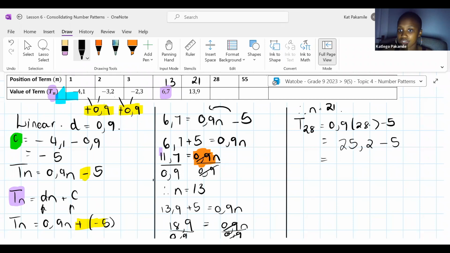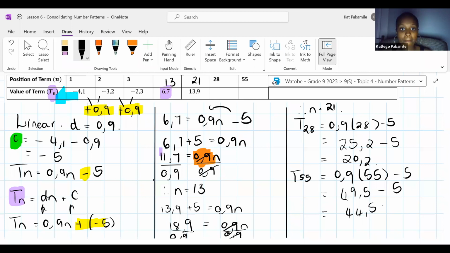Term 55 is 0.9 times 55 minus 5, which is... I see a hand. Let me just do this quickly. 55 times 0.9, which is 49.5 minus 5. And this is going to give you 44.5. Yes, Boniwe.